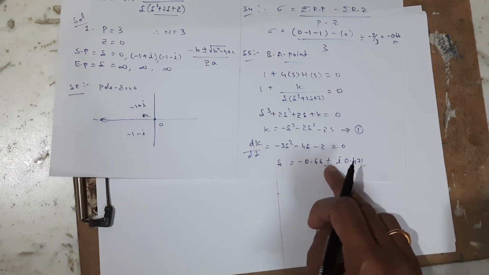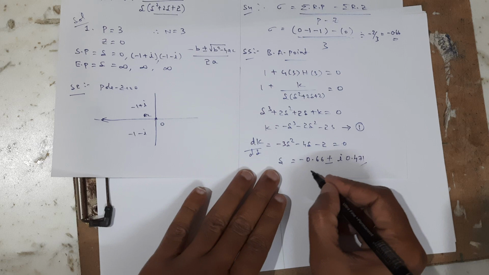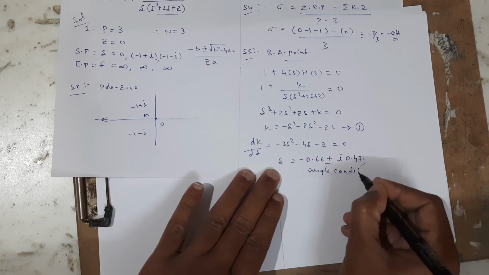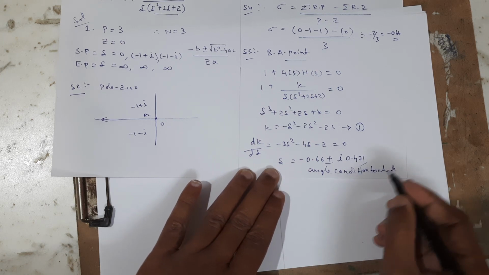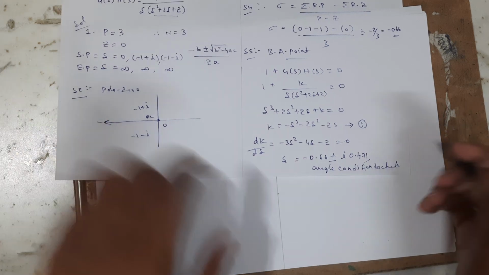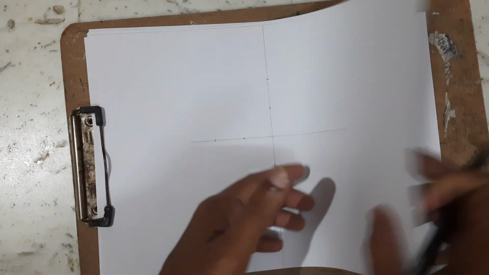When we get complex roots, to check the validity of the breakaway point, we are going to apply the angle condition. We will use the angle condition to check whether this is a valid breakaway point or not. Okay, so let us see the angle condition.